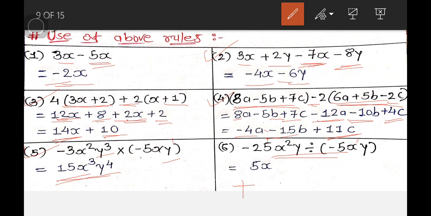So we subtract 1 from 2, then we get x raised to 1, and in the first term y has power 1, in the second term the power of y is 1. Then we subtract 1 from 1, then it gives y raised to 0, and we know that y raised to 0 is equal to 1. If the power of any number or variable is 0, then it is always equal to 1. Then the answer is 5x.